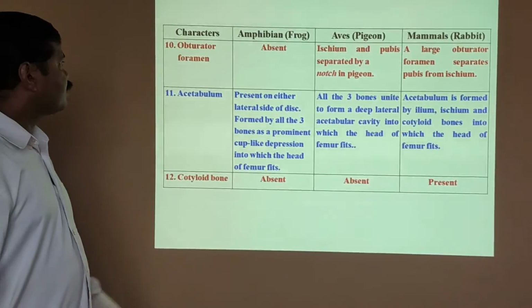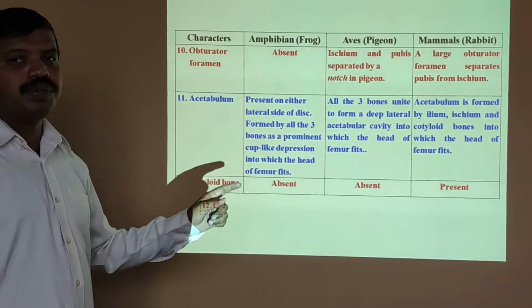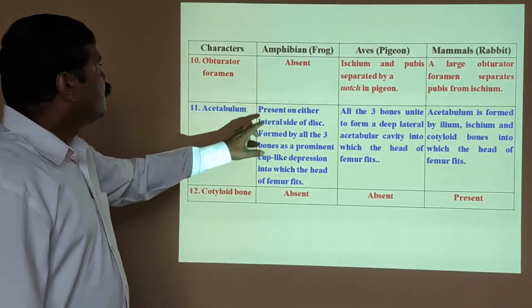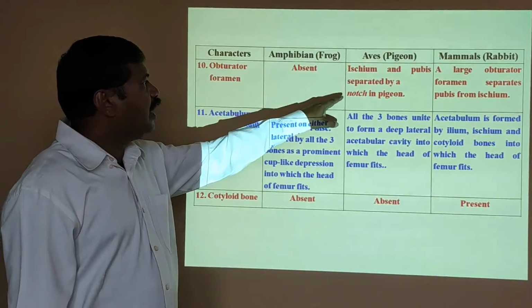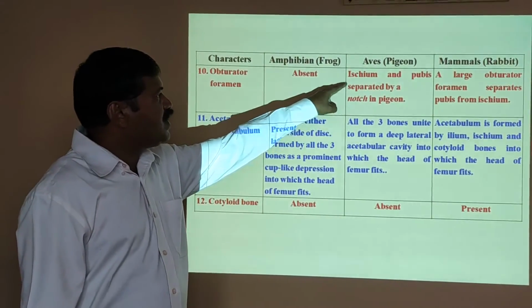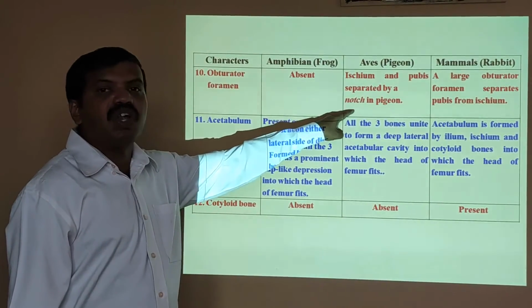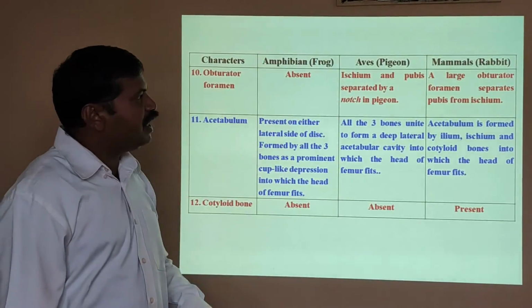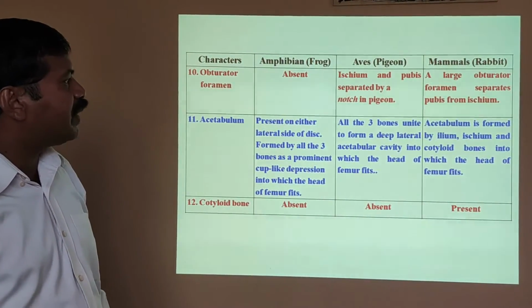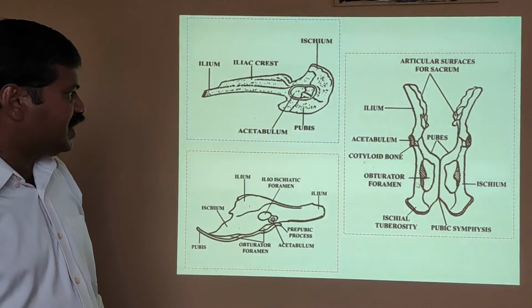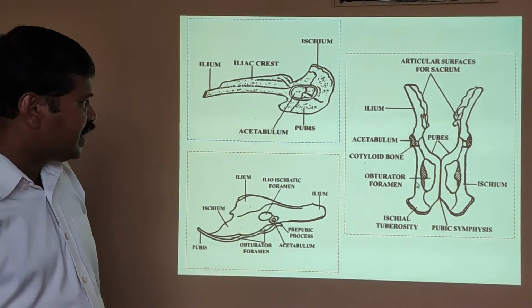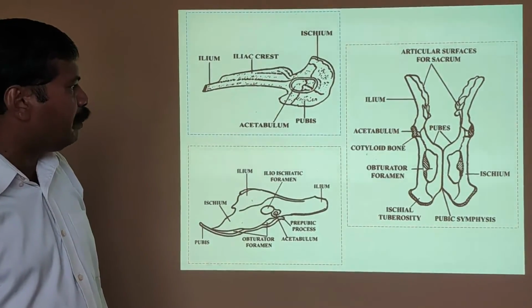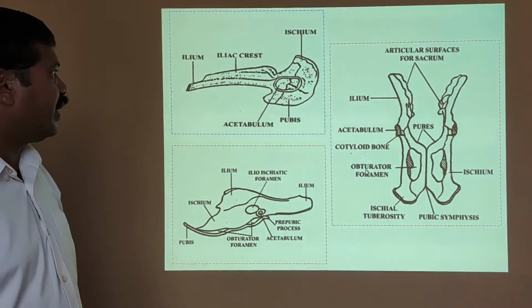Yes, the next is the obturator foramen. As I told you, it is present in case of the Aves. Obturator foramen is absent in frog, and it is present in pigeon. Ischium and pubis are separated by a notch or opening called the obturator foramen. In the same way, in rabbit, a large obturator foramen separates pubis and ischium. This can be seen here. So this is ischium and this is pubis. Ischium and pubis are separated by a small opening called the obturator foramen.